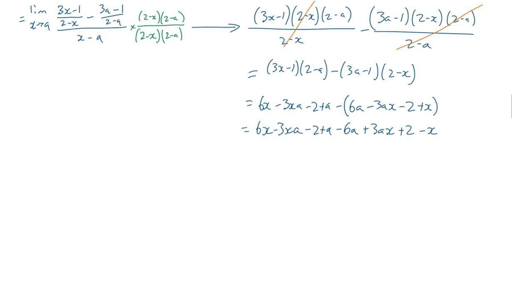And we get a whole bunch of things here that add to 0. So negative 3xa and positive 3xa. We've got a negative 2 and a positive 2. And we end up with 6x minus x, which is 5x. And negative 6a plus a, which is negative 5a. Okay? And that's where we now have to go back into our limit statement.